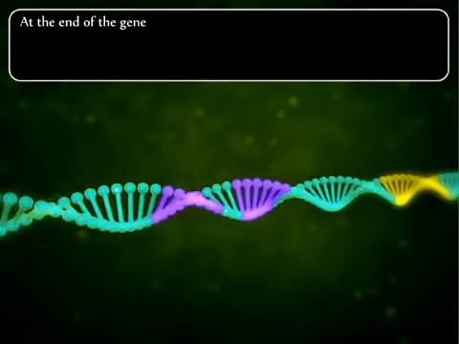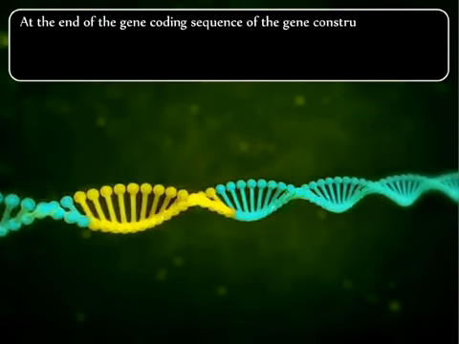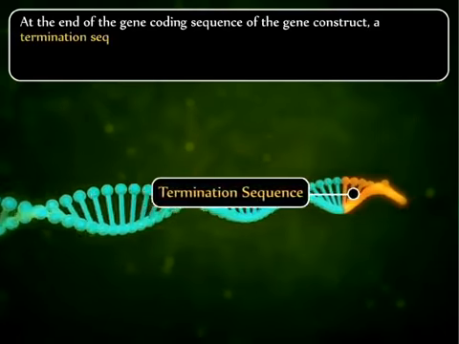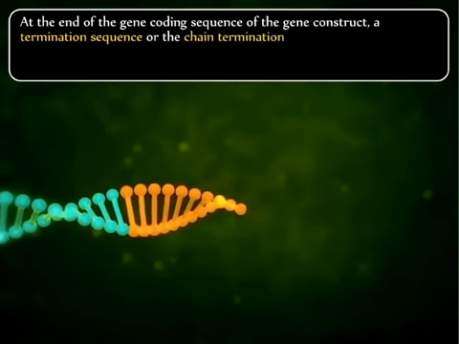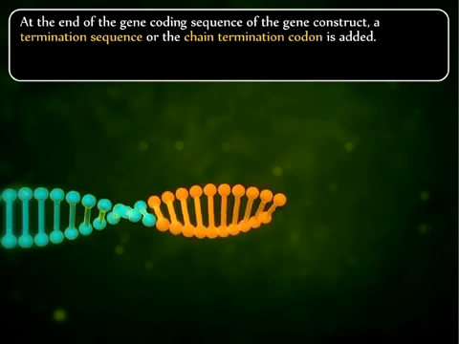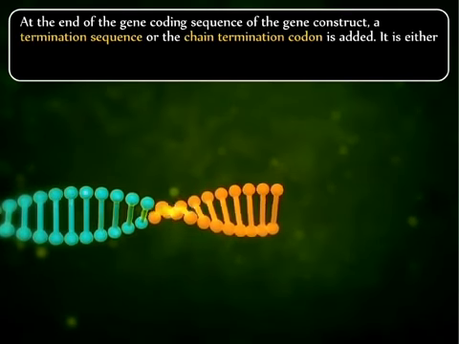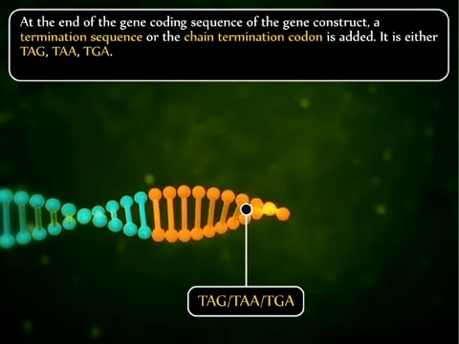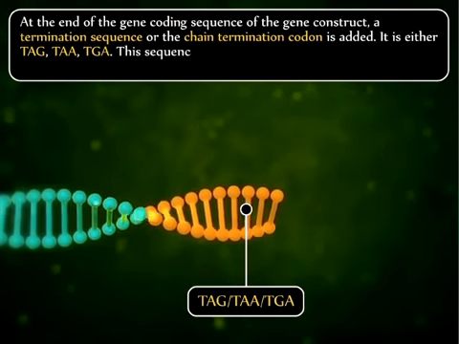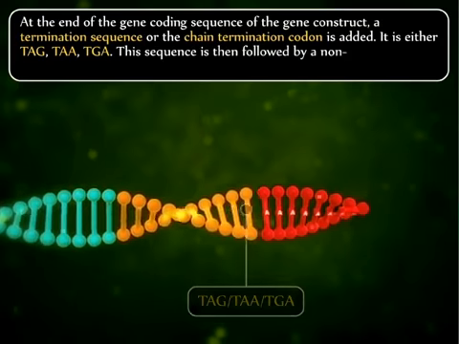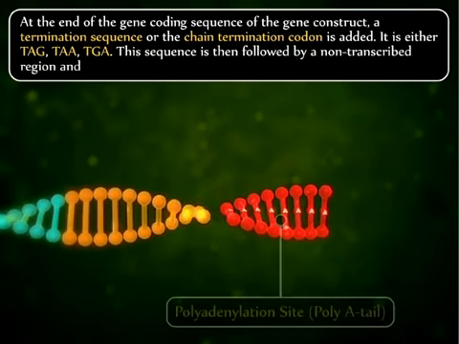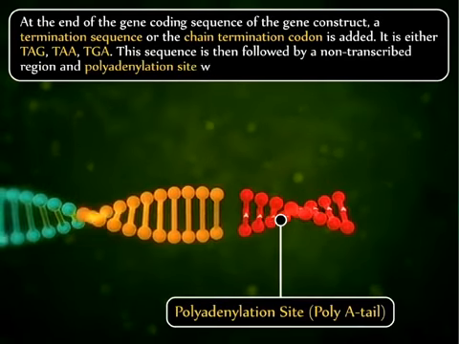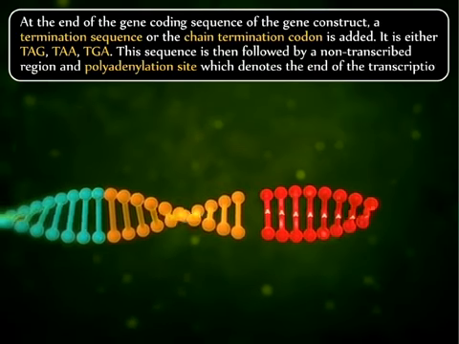At the end of the gene coding sequence of the gene construct, a termination sequence or the chain termination codon is added. It is either TAG, TAA or TGA. This sequence is then followed by a non-transcribed region and polyadenylation site which denotes the end of the transcription.